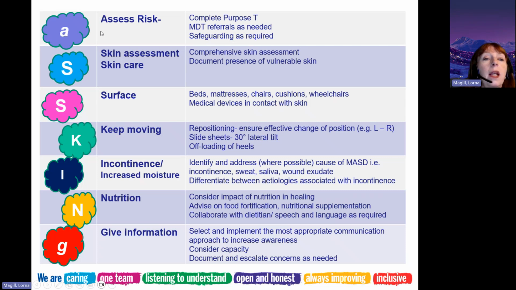I've included what I anticipate our UHD skin bundle will look like, with the addition of the A for the assessment, alluding to the purpose T and reminding us of our safeguarding if required, and the G for the giving of information, where we need to provide an information leaflet, consider the capacity of the patient and think about those patients who are declining care. Do they have the capacity to understand what we are trying to do to help and support them? And if they are continuing to decline offered care, then the need to document and escalate those concerns.